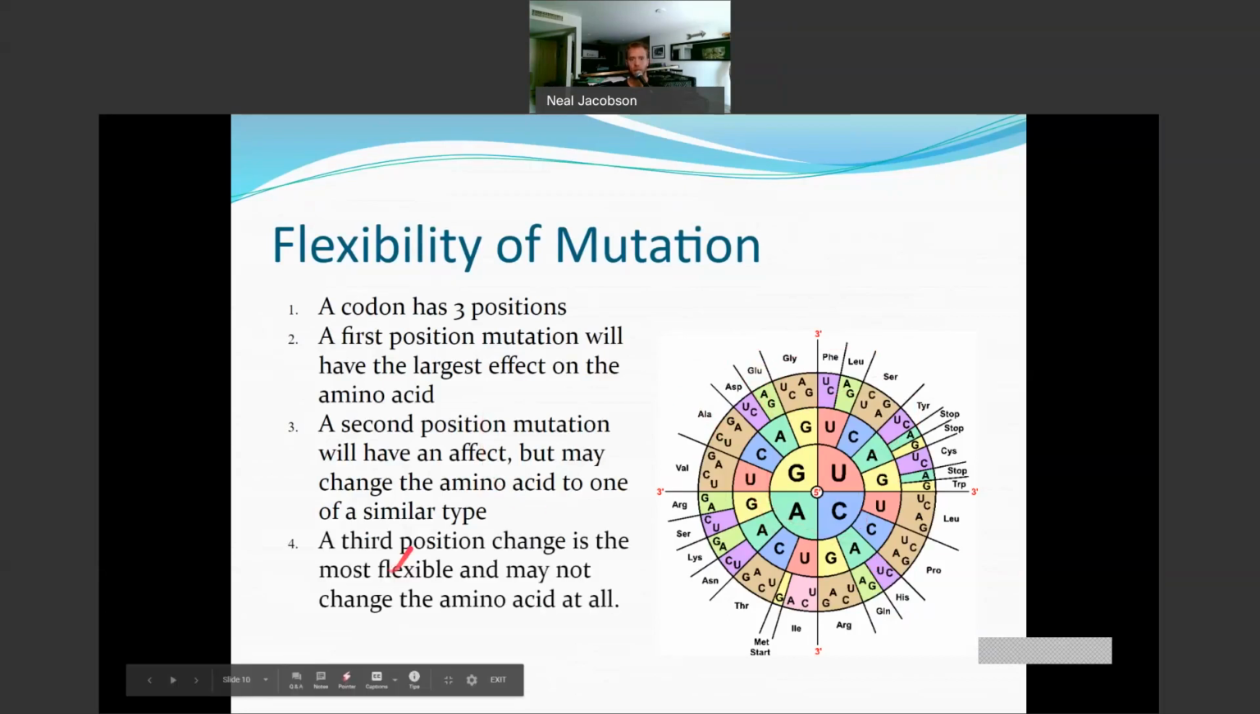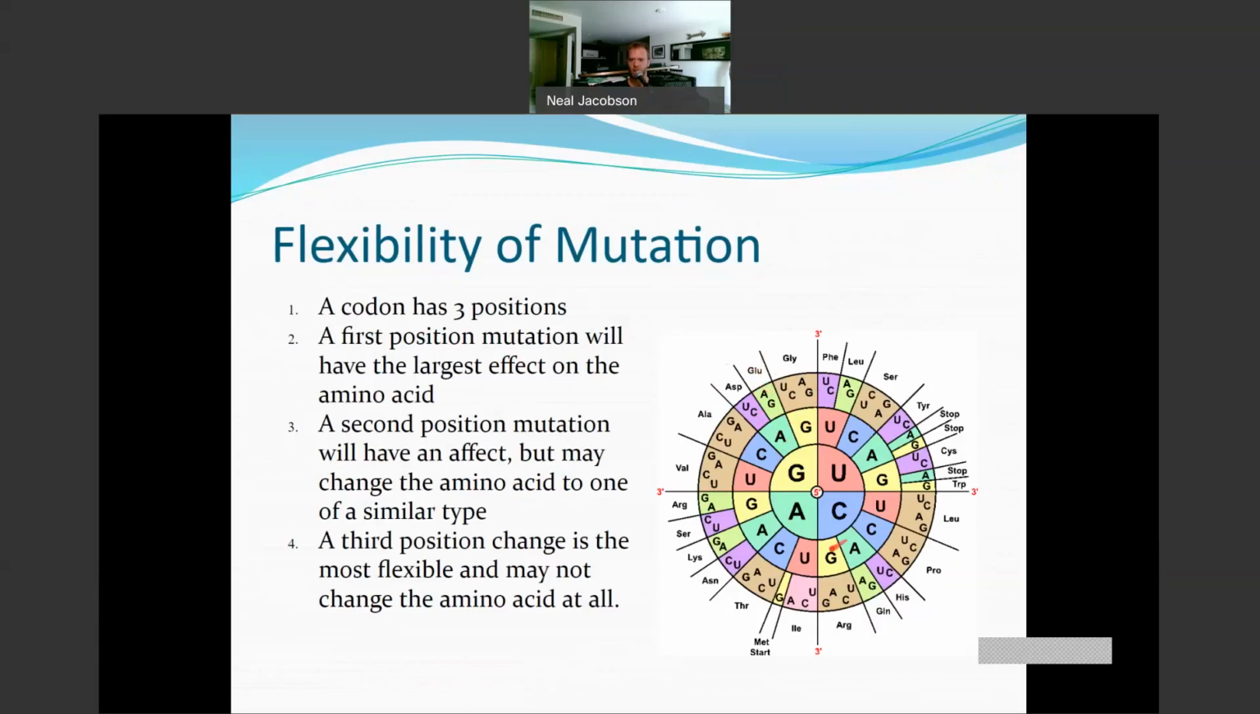Anyways, the third position is the most flexible. So if we have a G in the first position, an A in the second position, and a C in the third position, that C could change to a U and you're still going to get aspartic acid. If you have a G in the first position, G in the second position, and a G in the third position, as long as it goes G, G, something, you're going to get glycine.